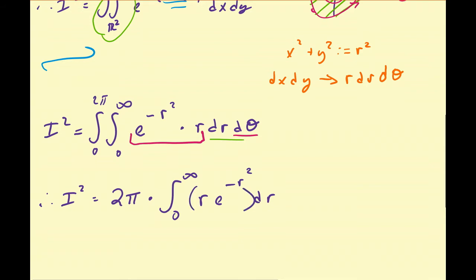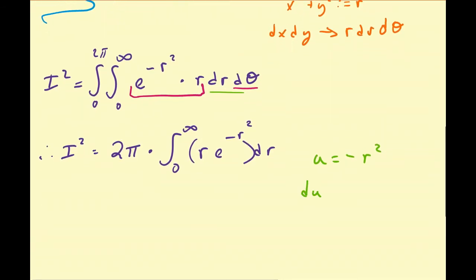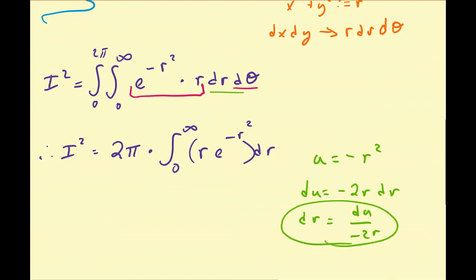Alright, so if you're familiar with Calculus 2 methods, then this should be very straightforward. I'm going to use u substitution by letting u be equal to minus r squared. So if that is the case, then du is going to be equal to minus 2r dr. So dr is going to be equal to du divided by minus 2r.